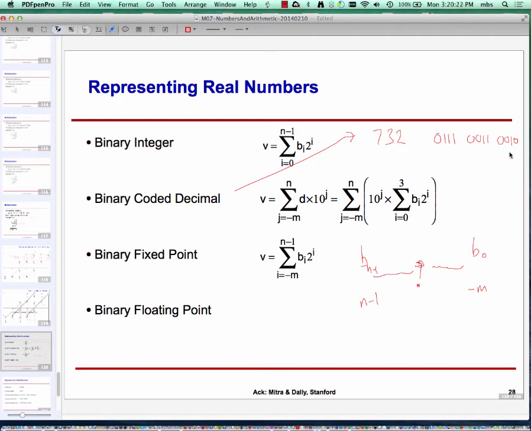For binary fixed point, anything on the right side of the decimal, does that mean it's a power? Yeah, let's take an example. Let's say I have the number 1011.010. The weight for this digit is 1, and then 2, 4, 8. The weight for the digits after the point is going to be half, 1/4, 1/8. Then you multiply them. So this is 11 and a quarter.